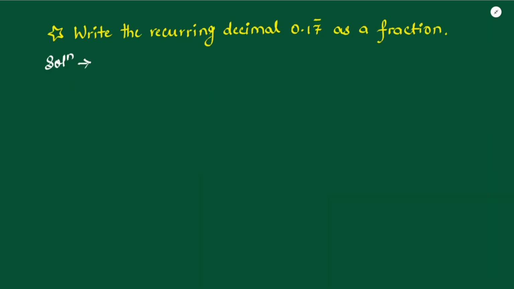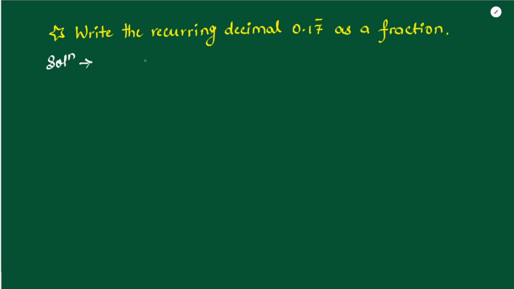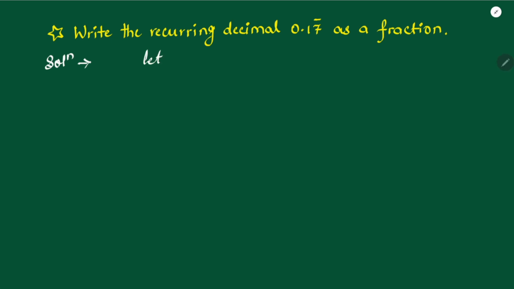Now let's solve the next question. Write the recurring decimal 0.17 bar as a fraction. Let's see how we can solve this. We'll assume x is equal to 0.17 bar. So clearly this can be written as 0.17777 and so on.